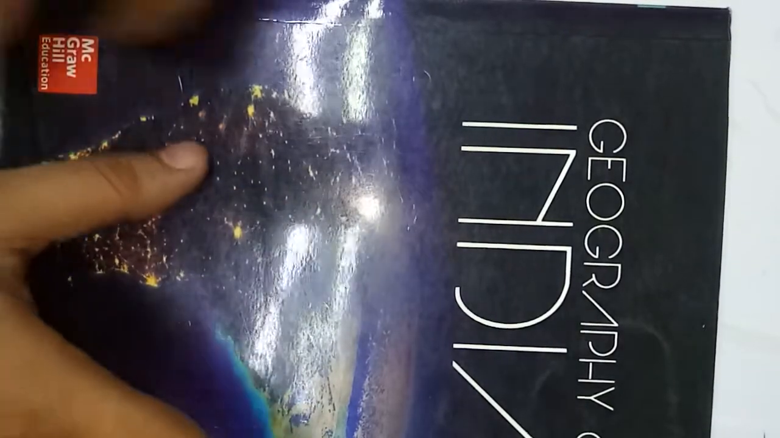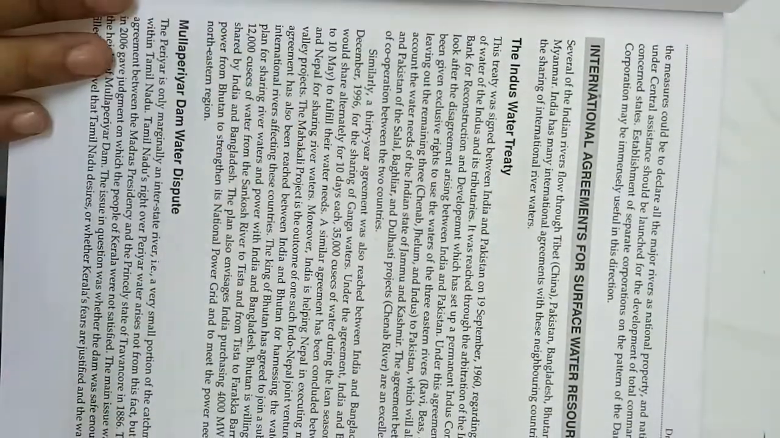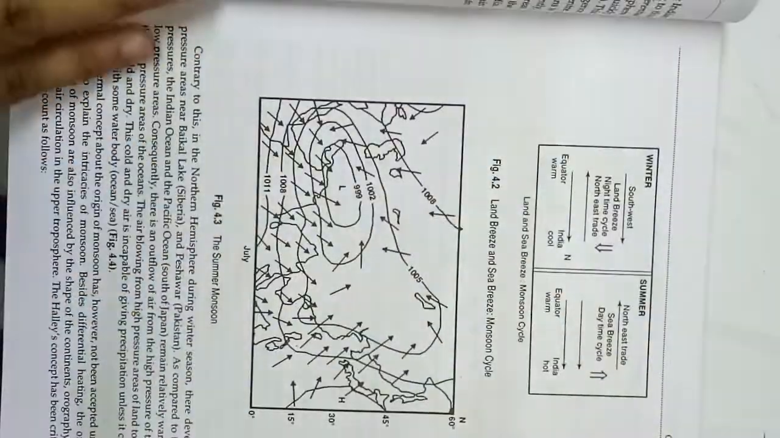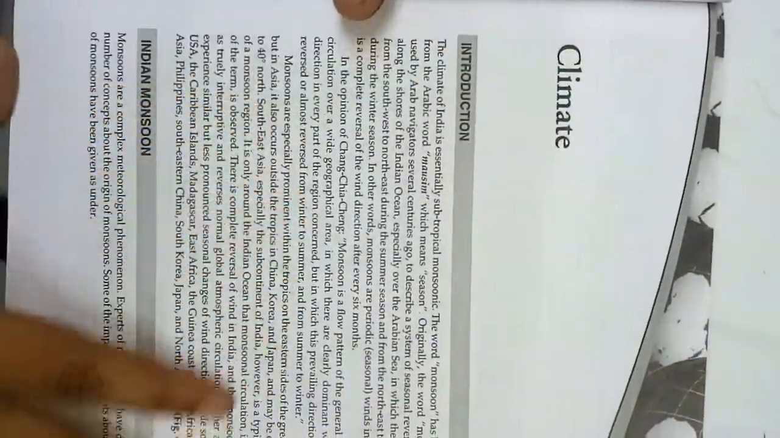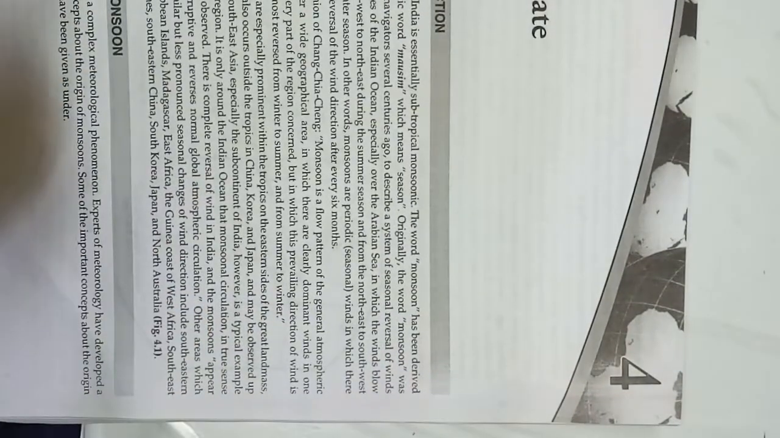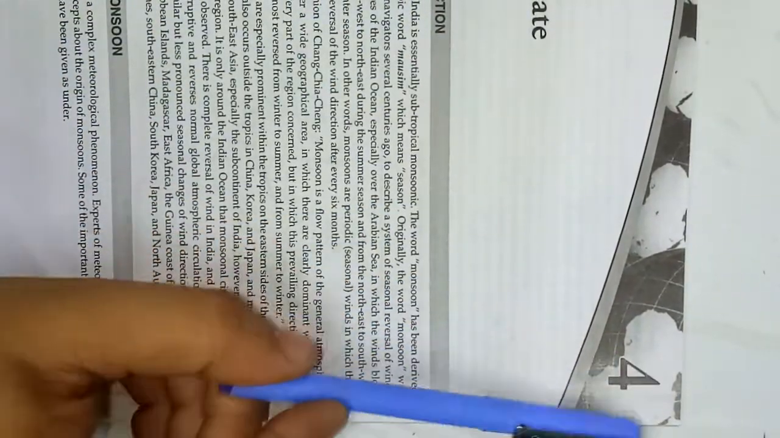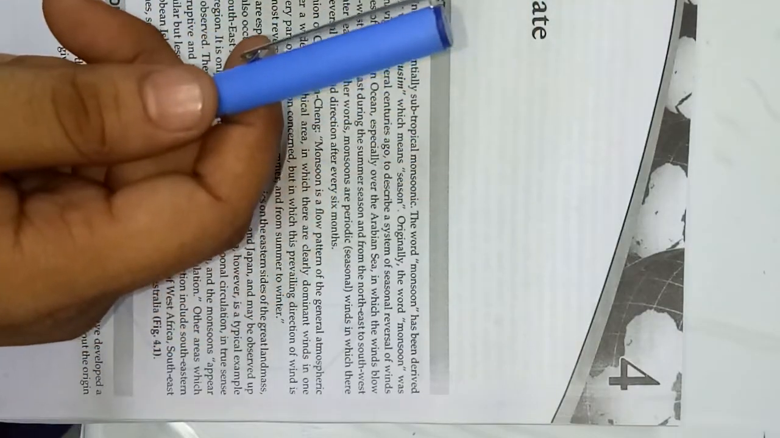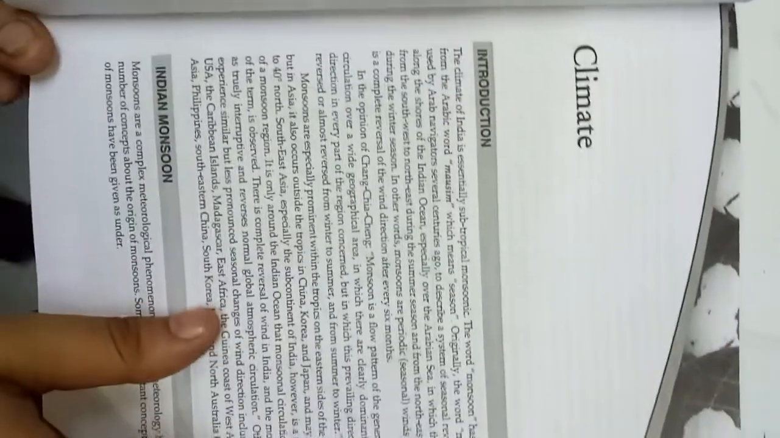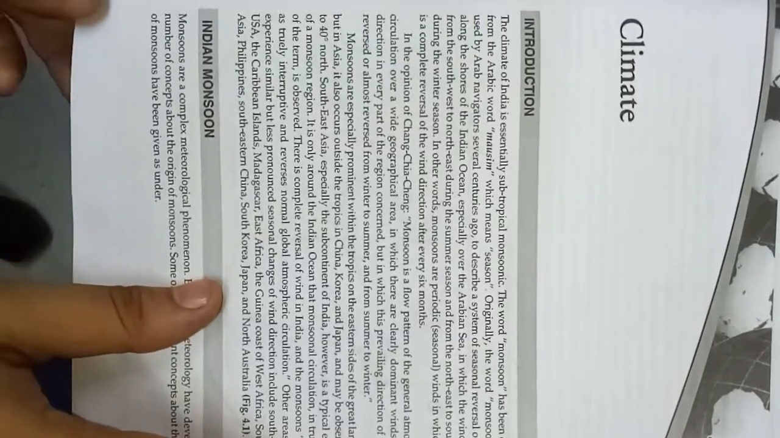So this is the geography of India, to start. Now this is chapter 4. We called it chapter 3 in the last videos. You can see this is only an overview of all the chapters.